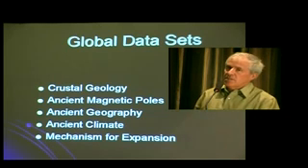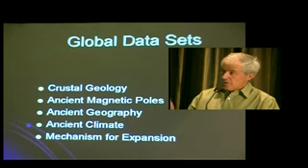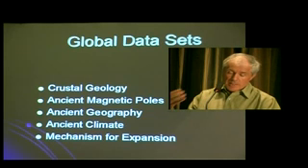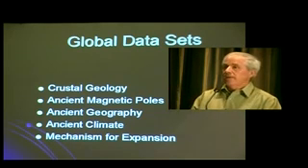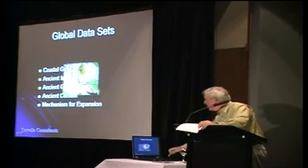the various data sets that are now readily available: the crustal geology which we've dealt with, the ancient magnetic poles, the location of the poles, the ancient geography, the ancient climate, and also we'll then allude to mechanisms for expansion. When you plot this information on each of these globes, if this information doesn't work, well then I'm obviously wrong.